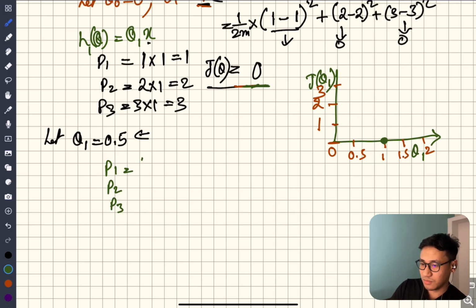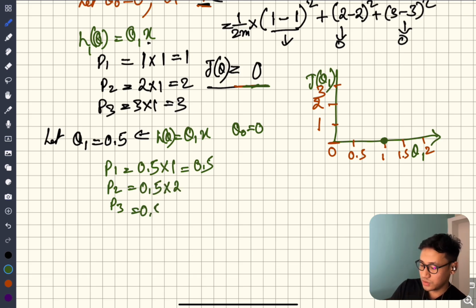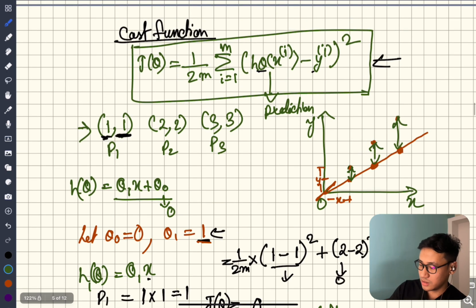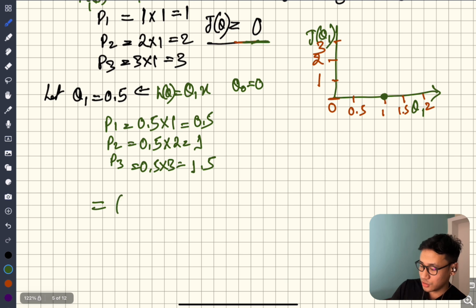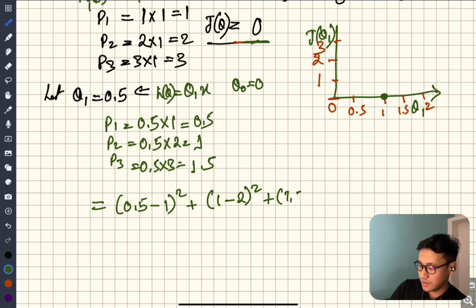So p1 value will be this time 1 into 0.5, theta 1x, right? The formula is theta 1x. This time also theta naught is 0, and the h theta prediction value is theta 1x. So 0.5 into 1 is 0.5, then 0.5 into 2, 0.5 into 3. The answers will be 0.5, 1, and 1.5. If you put it in the main formula, you will get 0.5 minus 1 whole square, next 1 minus 2 square, plus 1.5 minus 3 square.